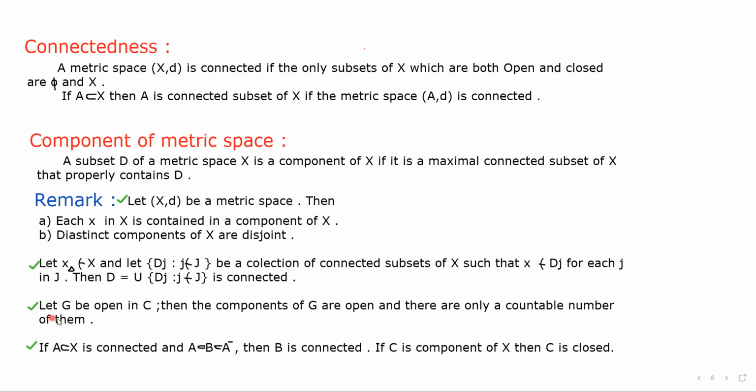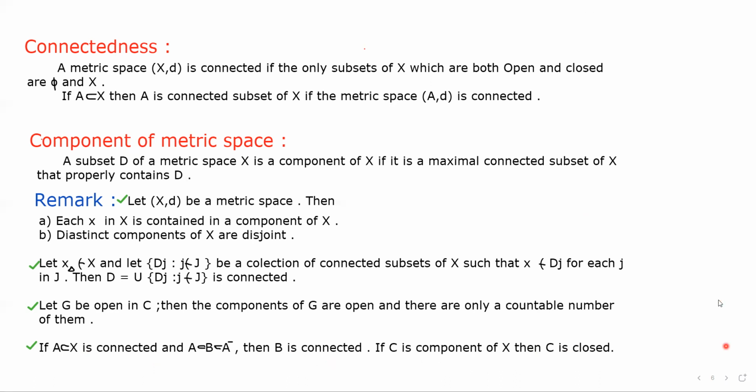And then let G be open in C. Then the components of G are open and there are only a countable number of them. Okay. The next: if A is a subset of X that is connected and A is a subset of B, which is a subset of the closure of A, then B is connected. And if C is a component of X, then C is also closed. Okay, which means a component of X is always closed.